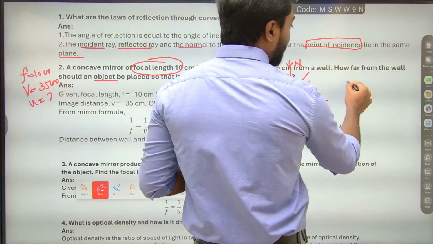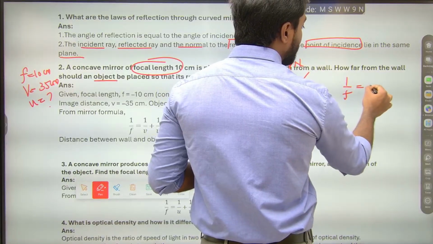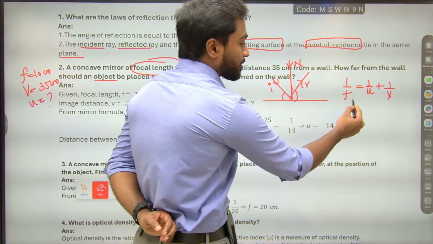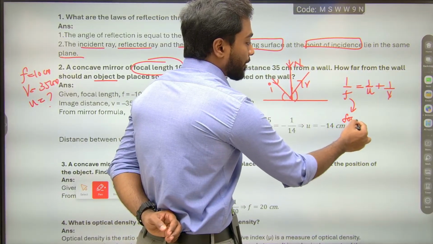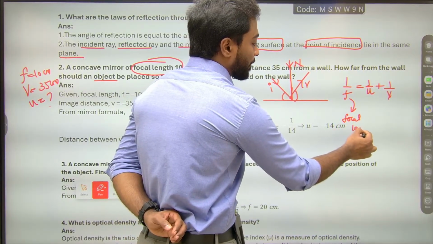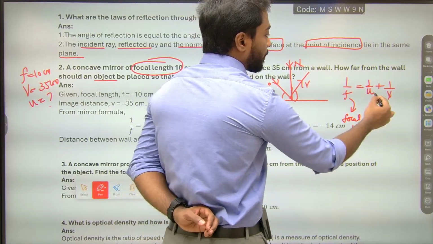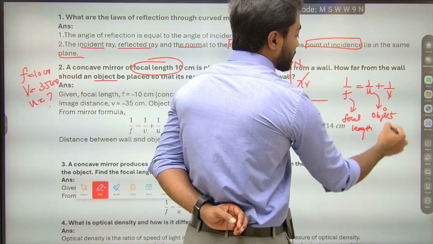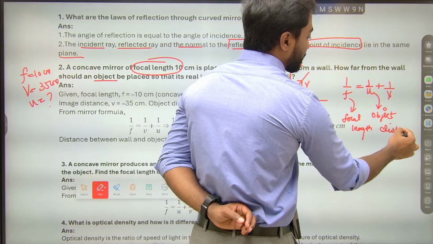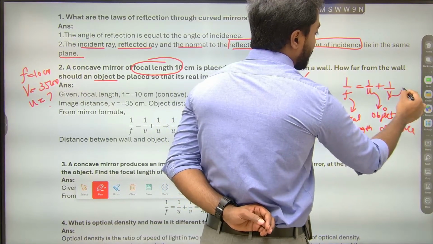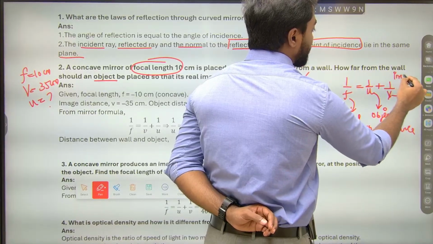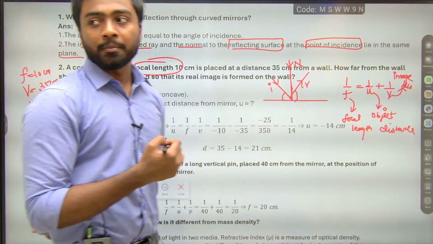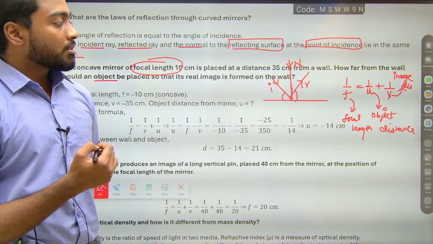So what is the formula? 1 by f equals 1 by u plus 1 by v. What is f? F is the focal length. What about u? It is the object distance. What about v? V is the image distance. These are the three things.